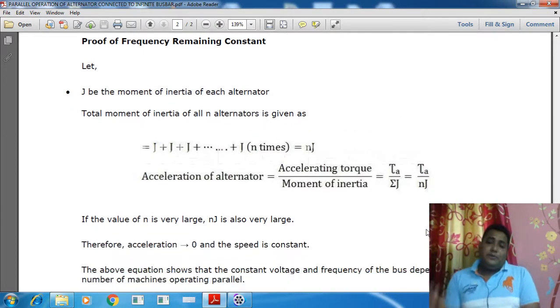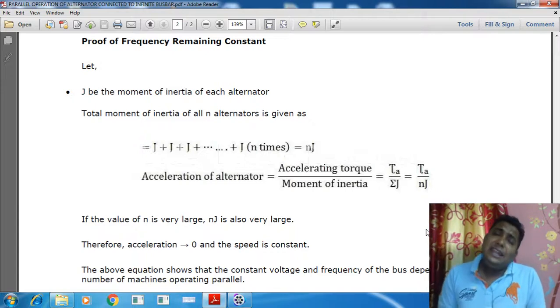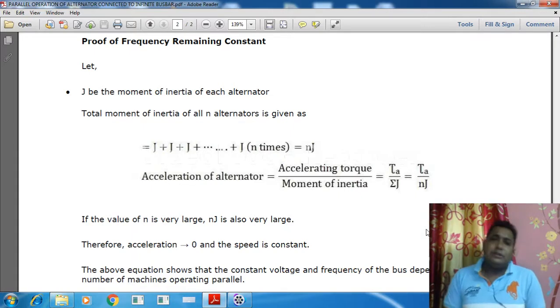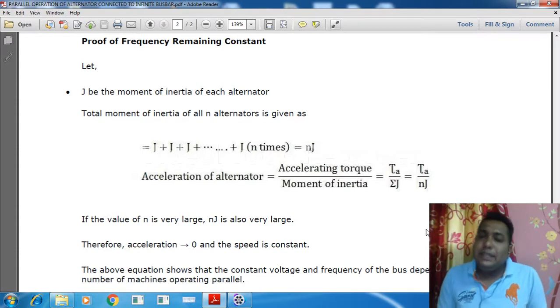Now, as we thought in the previous case, when n numbers of alternators are connected together, this n value is very high. If this n value is very high, then the acceleration of the alternator can be considered very low, or we can consider this value to be near 0. So we can say that the speed is constant.